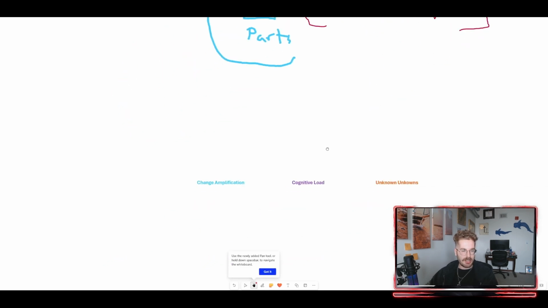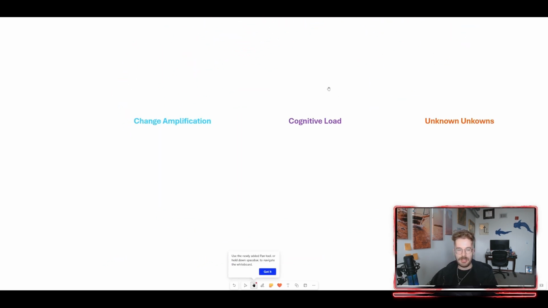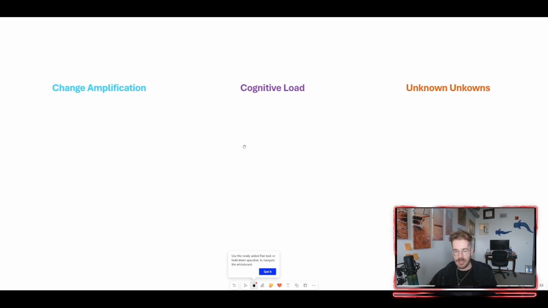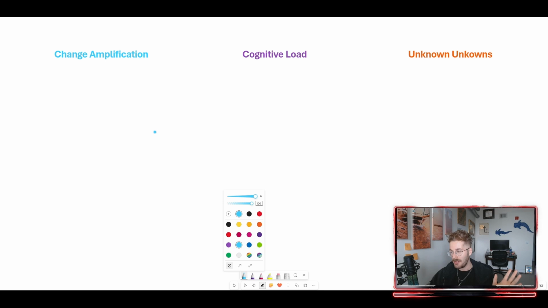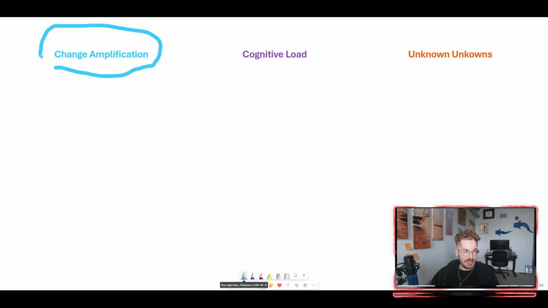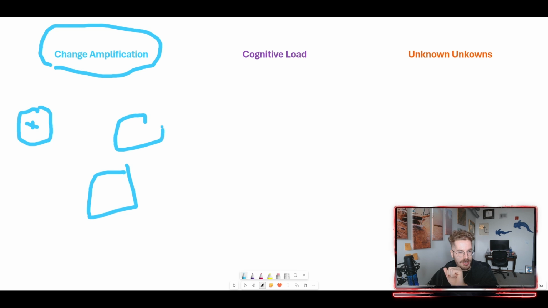There are three symptoms of what makes a complex system, and one is annoying. I would say it's actually truly bad. If you are a single developer, it's not bad, but if you have a team, it's bad. That is change amplification, which just means that if I make a change in one part of the code, I might have to make changes over here and here as well. It's not all in one place.